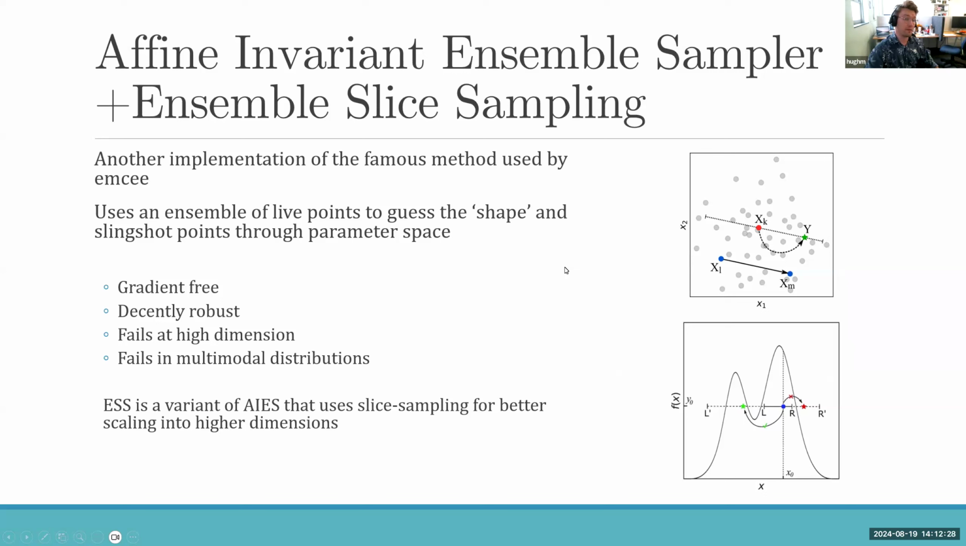The other thing NumPyro's got is an implementation of the affine invariant ensemble sampler. So if you haven't used NumPyro and you've just used emcee, this is that algorithm. It's also got a variant of it that uses slice sampling instead of the regular rejection sampling, which scales better into higher dimensions.